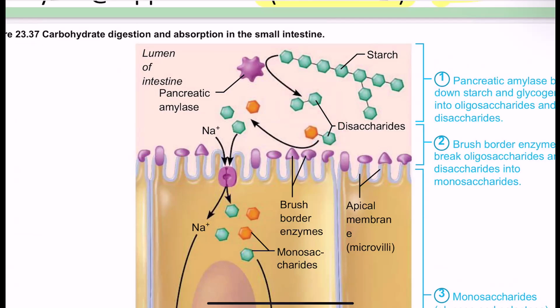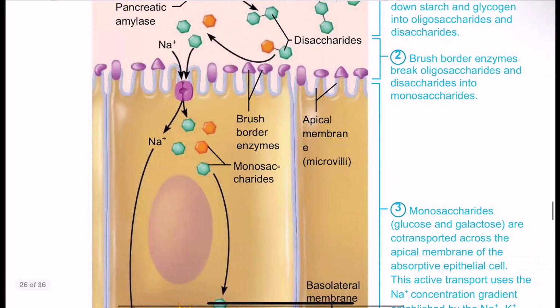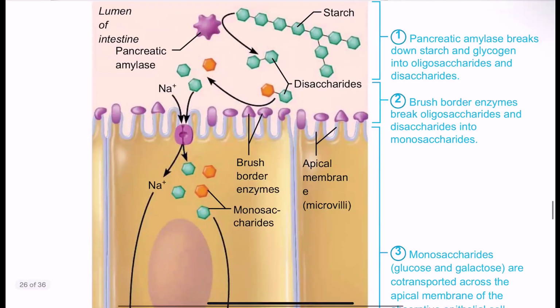Once it's small enough, like down into its constituent forms, then we can take that little bit of starch, that monosaccharide version of starch, with sodium, and bring it into the cell. And all of these are different enzymes of the brush border, that kind of thing. One of the words that your textbook brings up is oligosaccharides. Oligosaccharides are not quite polymers, but they're not quite monomers either. They're kind of like an in-between form, just so you know.